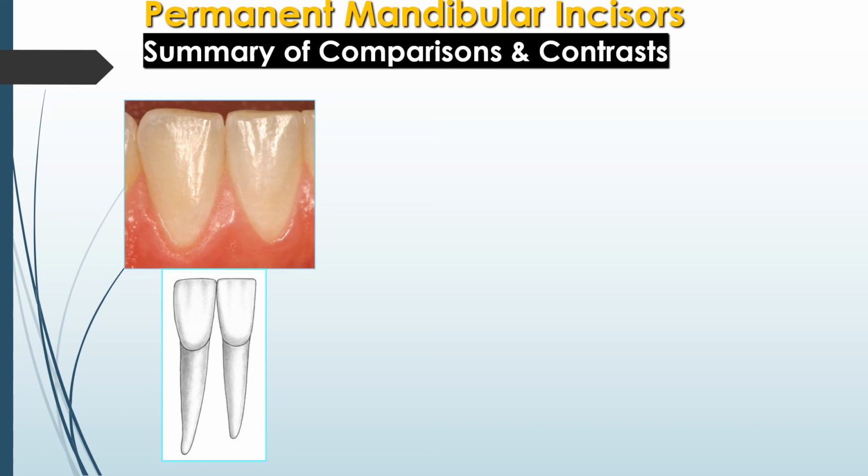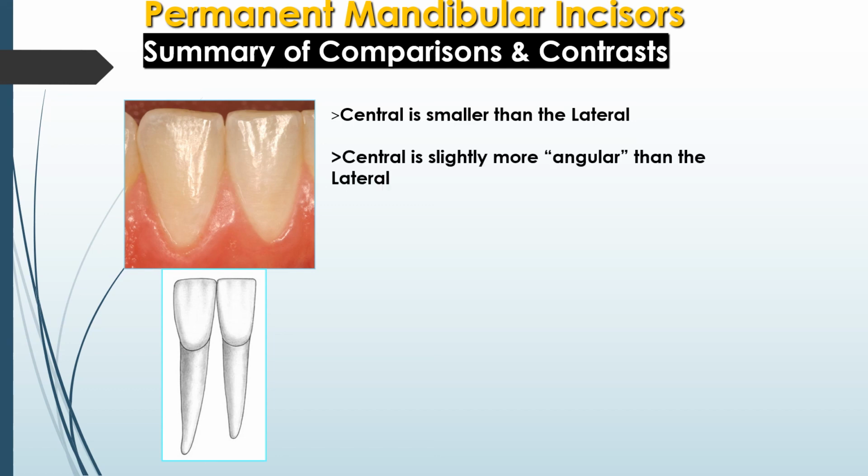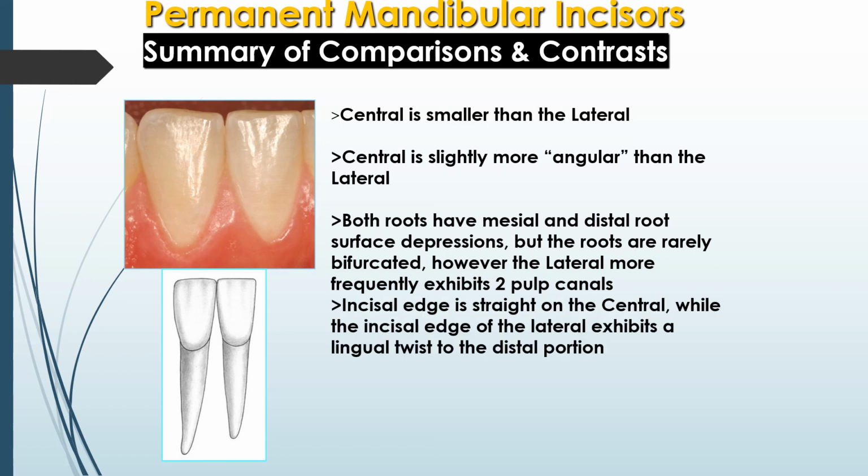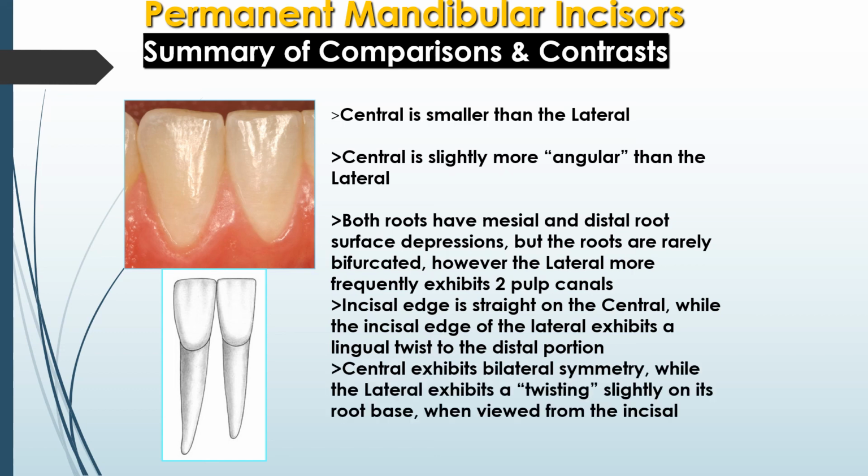While if you compare the mandibular central incisor with the lateral incisor, the central is actually smaller than the lateral. The central is much more angular, and it has contact areas in the incisal 1/3. Both roots have mesial and distal root surface depressions, and the roots are rarely bifurcated. So the incisal edge is straight on the central, while the incisal edge on the lateral exhibits a lingual twist to the distal portion, which is known as the distolingual twist.